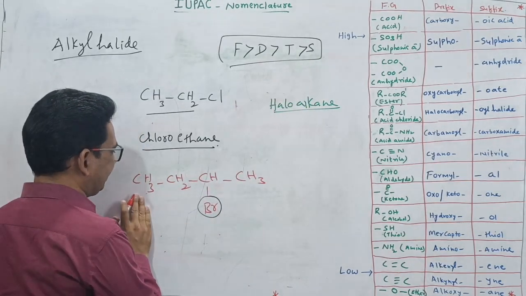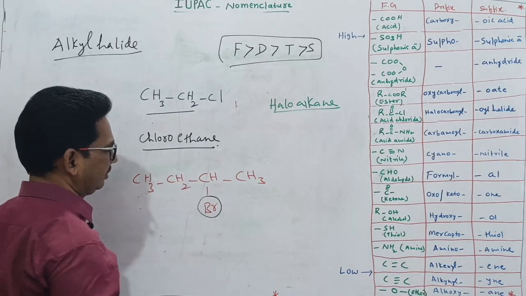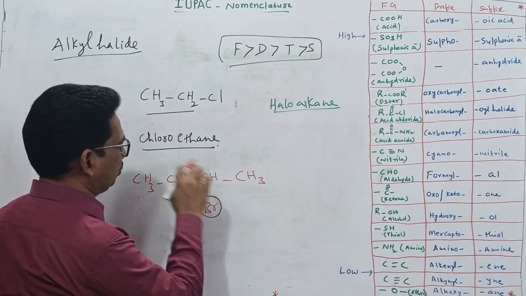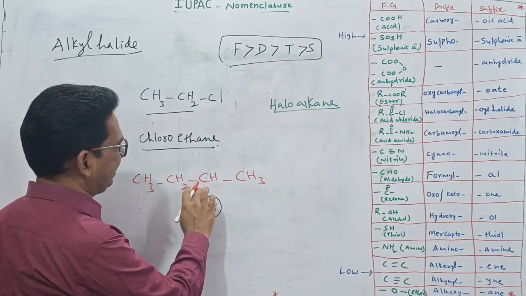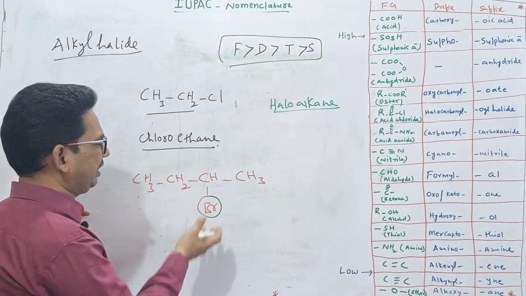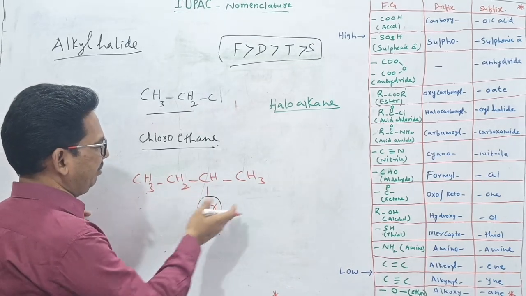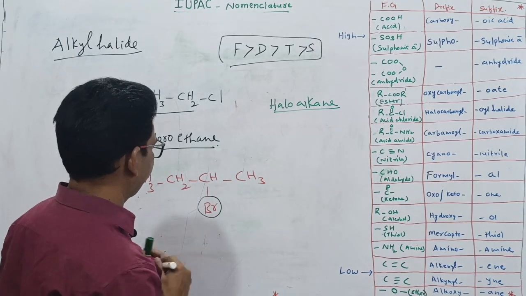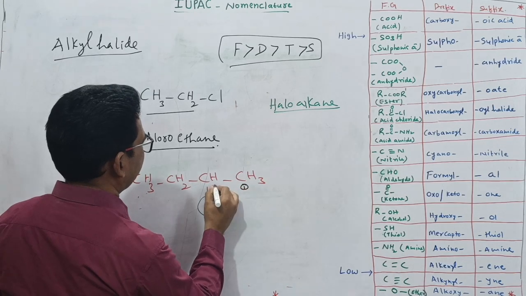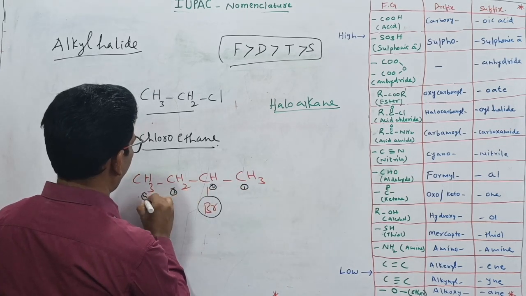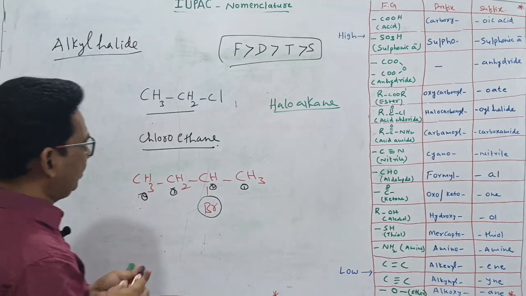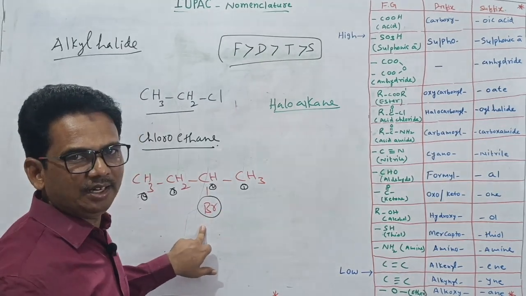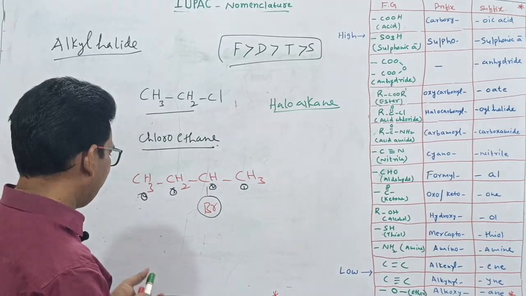If we give the numbering from this side, 1, 2, 3. From this side 1, 2 means the halogen is present at the second position. From this side it means third position. Third means a bigger number. Then I will give the numbering from this side. 1, 2, 3, 4. Now see, bromine is not present at the first position. It is present at the second position. That's why you have to mention the number.